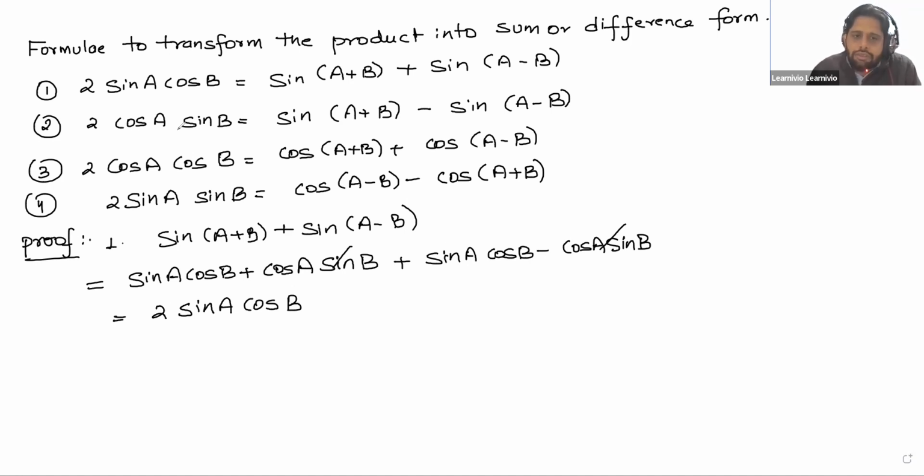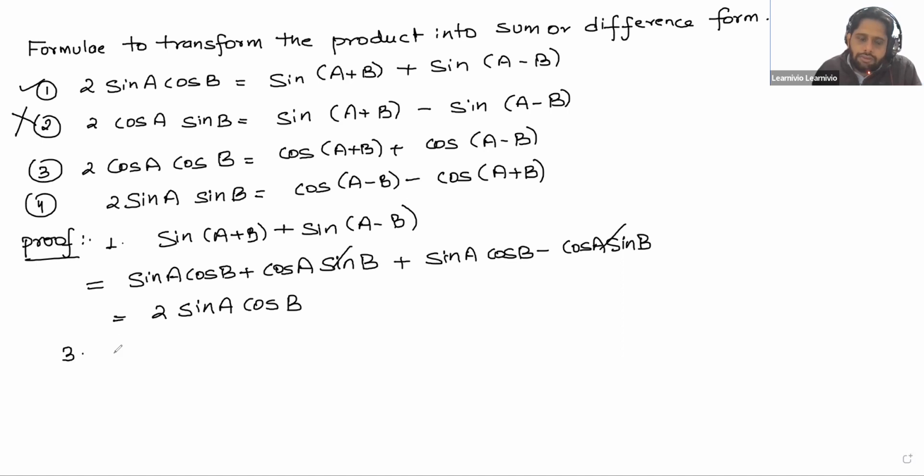Now, for the second one, if we open this bracket, we will get the same formula, so there is no need to remember the second formula. Please mark a cross on this, because if we need cos A sin B, we can use the same formula. The sign will adjust on its own. So we'll do the first one, third, and fourth. I will explain in the questions how we can get this.